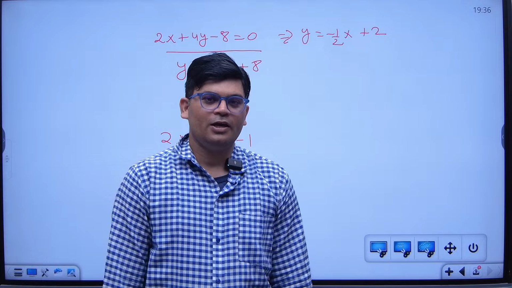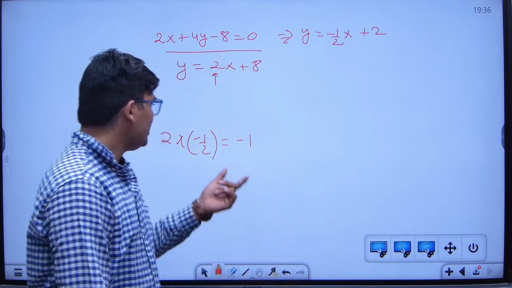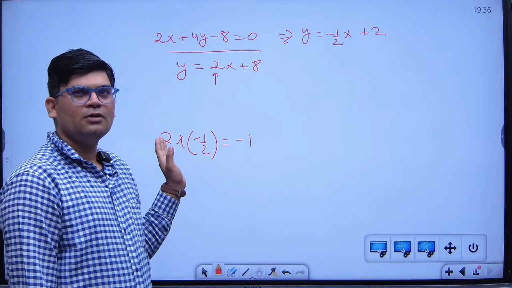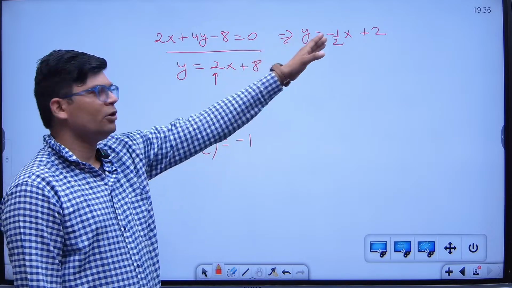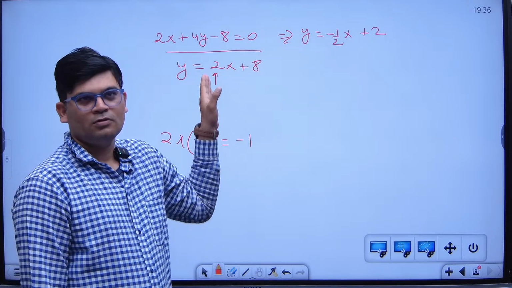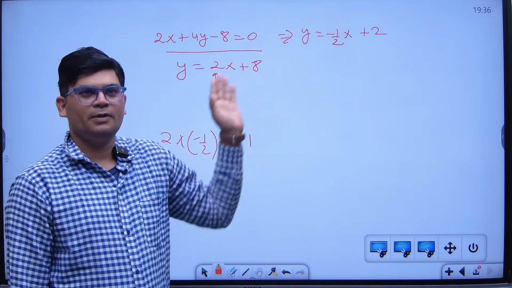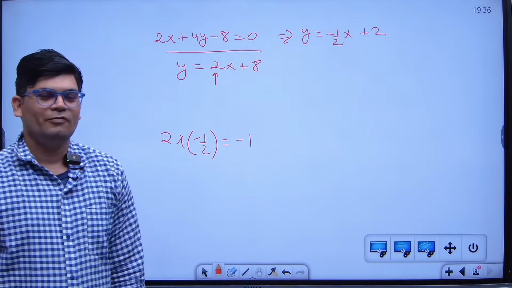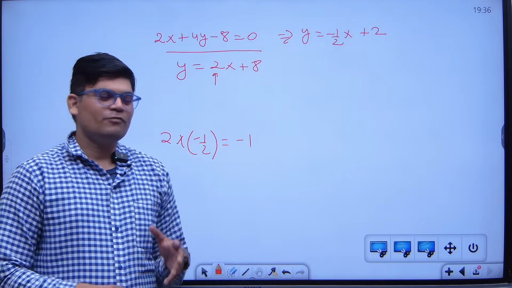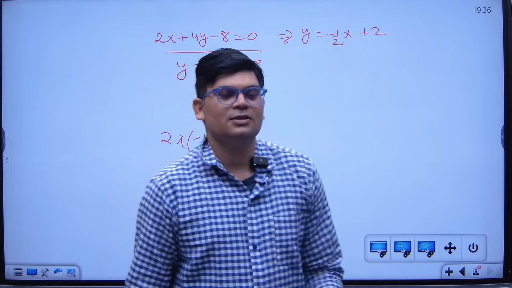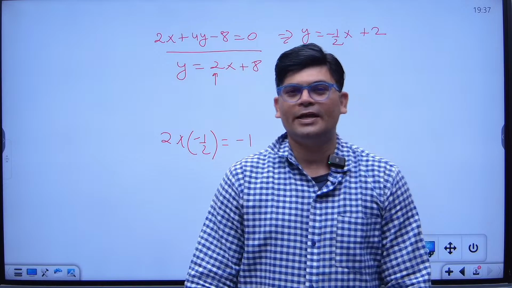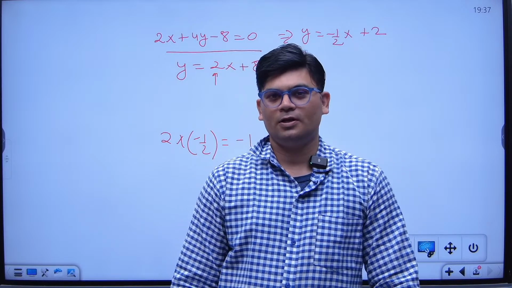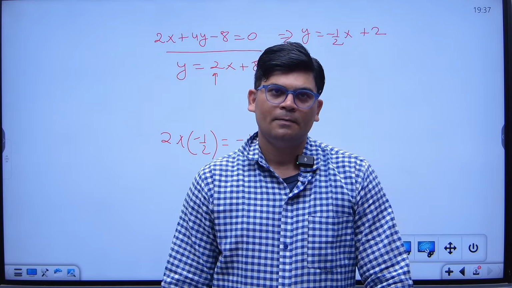I am talking about only the slope. The slopes are 2 and minus 1 by 2. Why are you worrying about 8 and 2? I didn't speak about that. We are talking about only slope. So if the product of the slopes of two lines is negative 1, we say that those two lines are perpendicular.